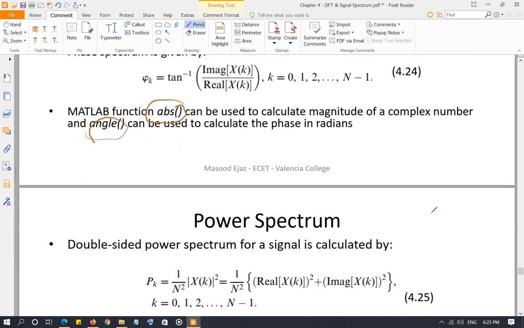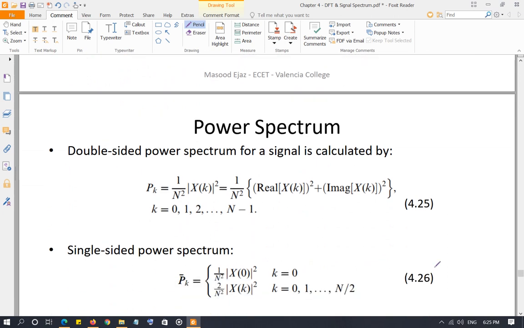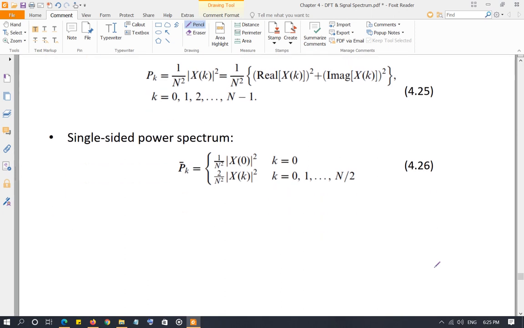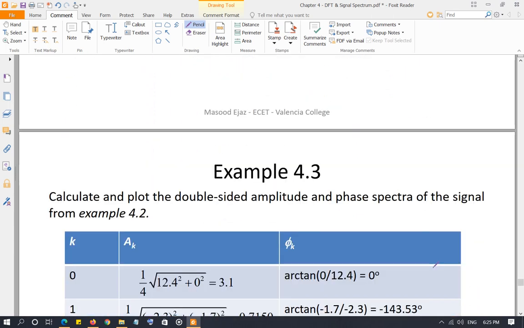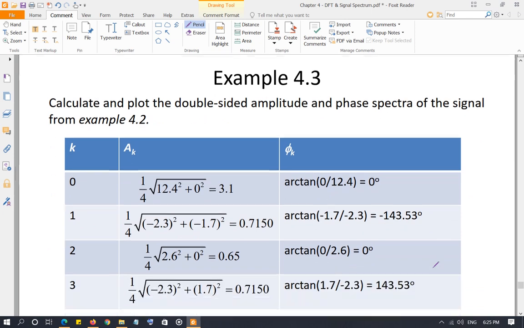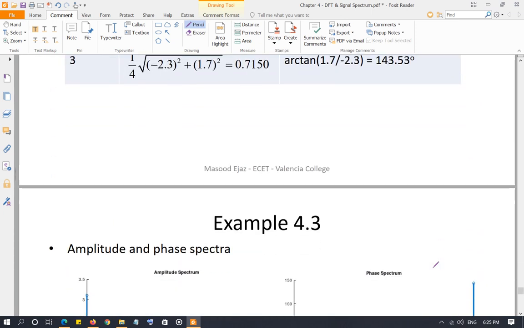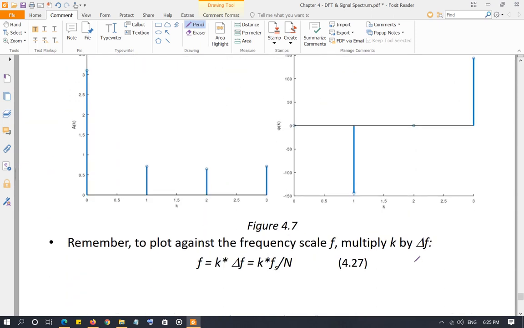You can also calculate the power associated with each harmonic using the power spectrum, and the formula is given over here. You can read the formula, I don't have to go over it, but the power spectrum is used to calculate the power associated with each harmonic, fundamental, and DC component. There is an example. You can go over it. Pretty self-explanatory example, and nothing really complicated. So look at the plot of the example.